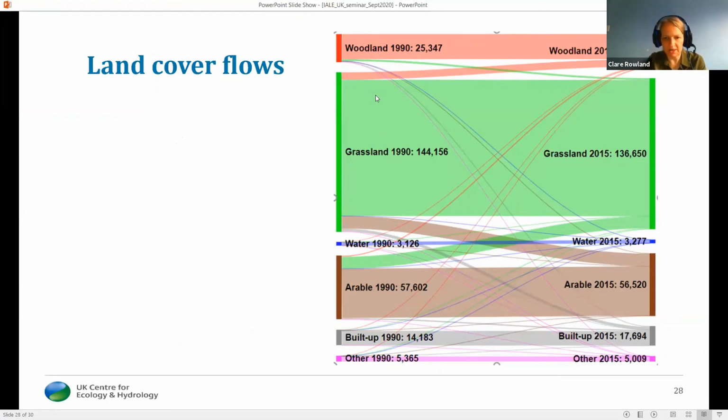So if you look at the grassland bit here, we've got this chunk here that turns from grassland to woodland. We've got this kind of slice here that goes from grassland and becomes arable. And we've also got this slice, which is much harder to see, that goes from grassland to built up. So this just lets us see what the flows are between the different land cover types and where the losses are and where the gains are and where they're coming from.